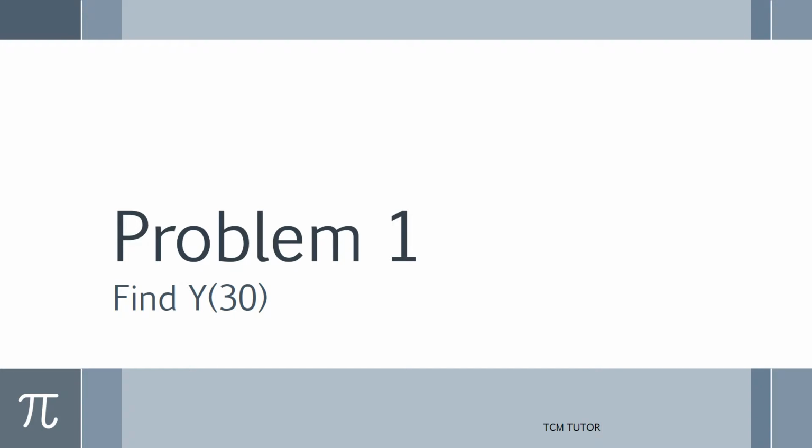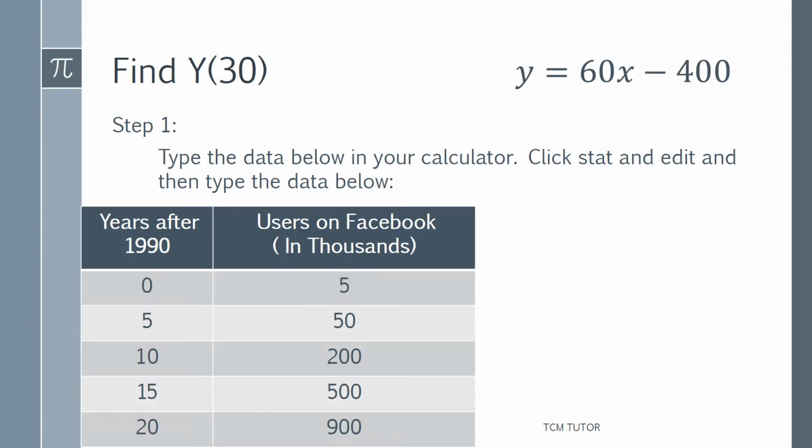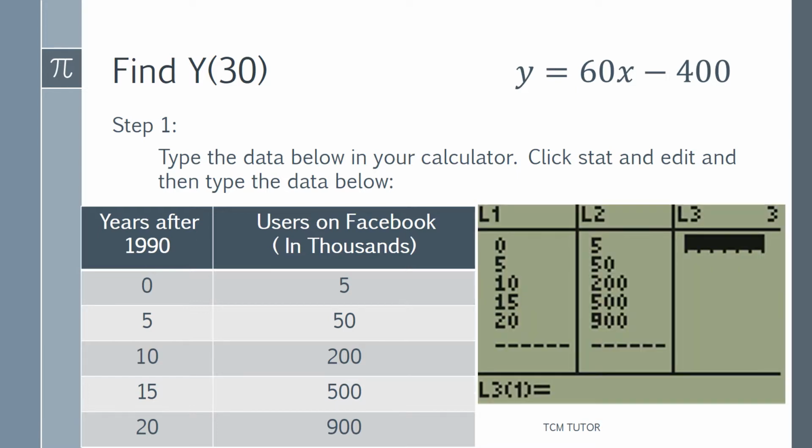So problem 1, find y of 30. What does y of 30 mean? Y of 30 means it's 30 years after 1990. So the first thing you need to do is type the data below in your calculator. Click Stat and Edit, and then type the data below, as shown on the screen.